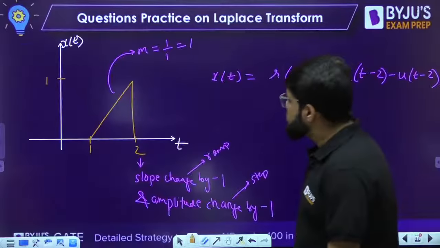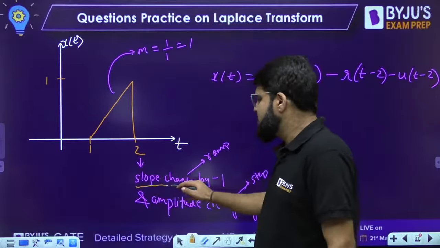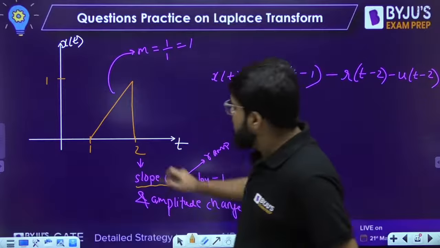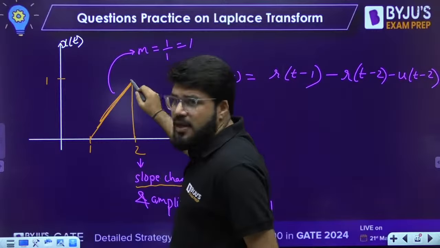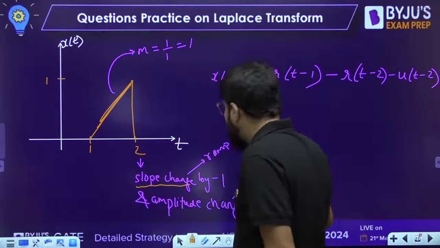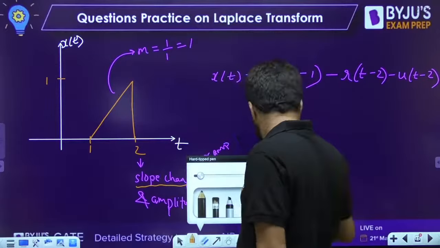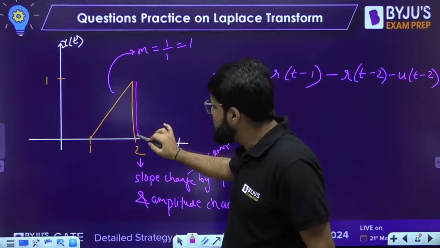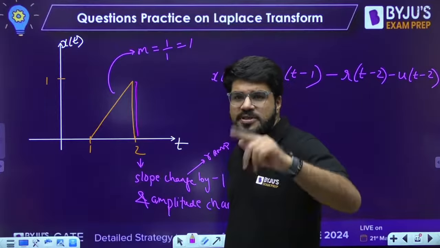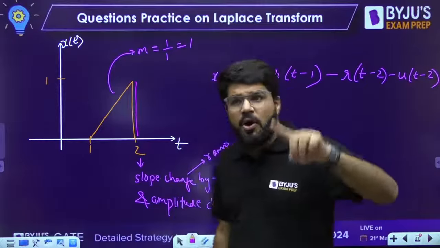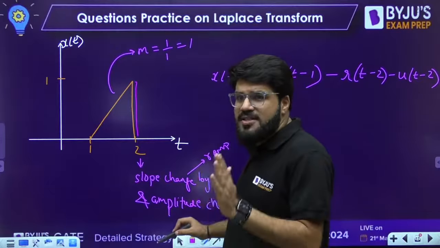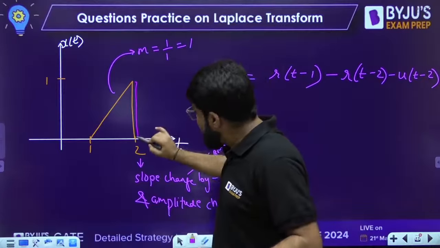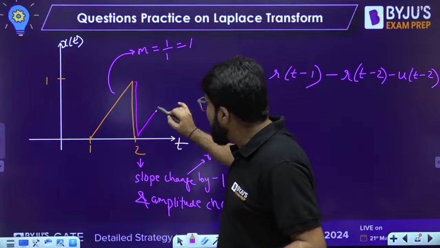See, actually at t equal to 2, we need the slope change. Why do we need the slope change? Here the slope is 1 unit. But at this point, what is happening? Number one, amplitude suddenly becomes 0. So there is an amplitude change, and a unit step signal is brought. But see, if amplitude was the only change, then once I change the amplitude, after that there will again be a line of 1 unit slope.